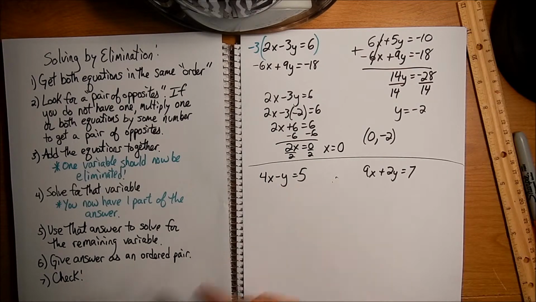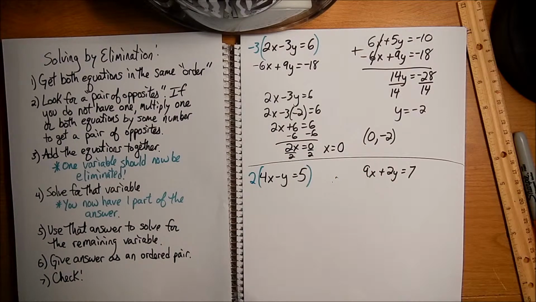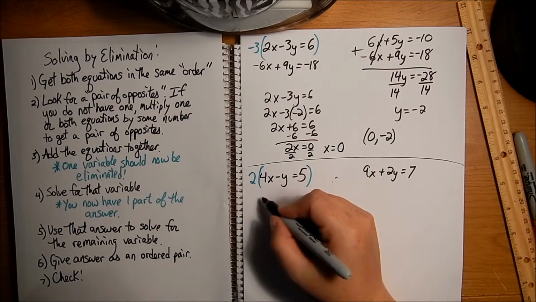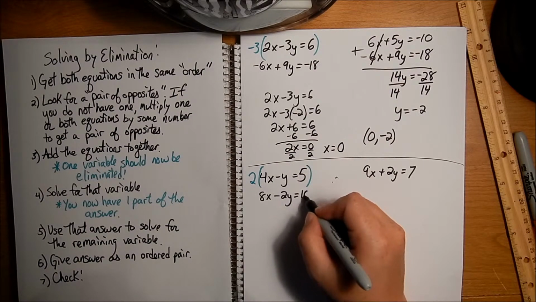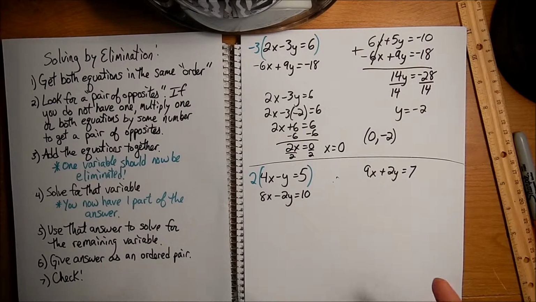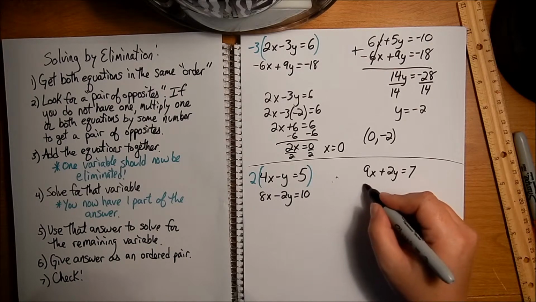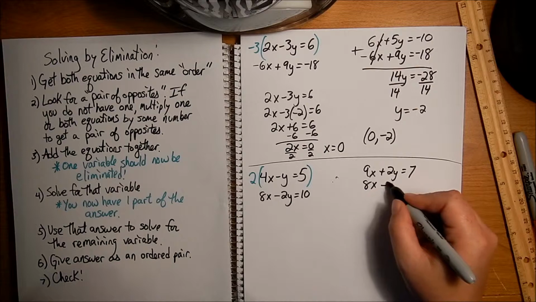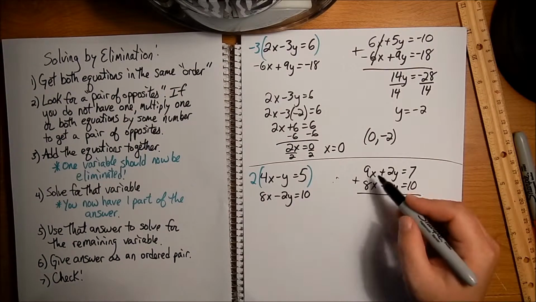Yeah, why not multiply the whole equation just by 2? And that should work. So if I distribute that 2, I get 8x minus 2y equals 10. And now I have that pair of opposites. It doesn't matter if it's with the x's or the y's. You just want one of them to be the same. So I'm going to rewrite this over here and add them together. 8x minus 2y equals 10. I'll add those two equations together.